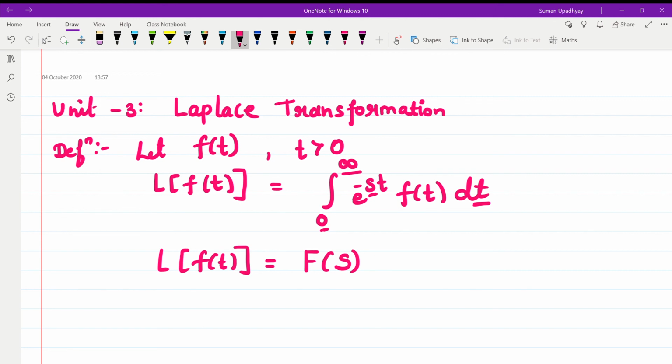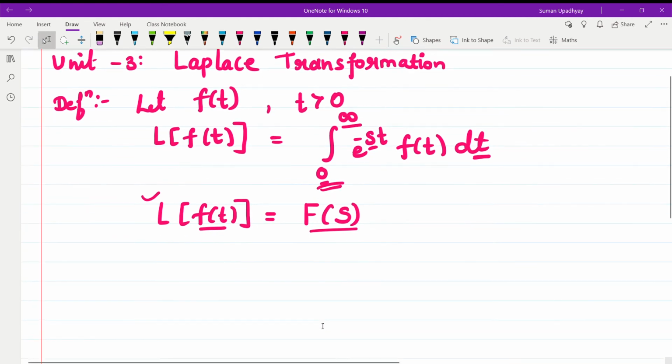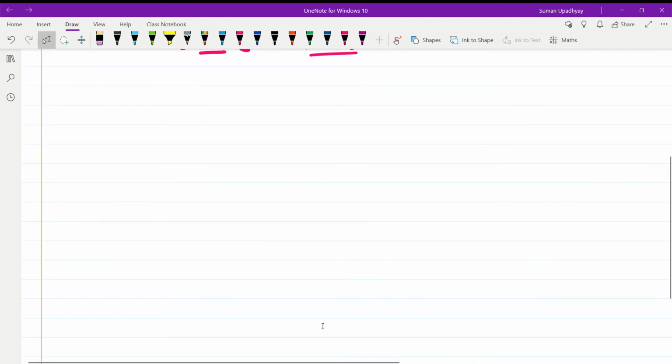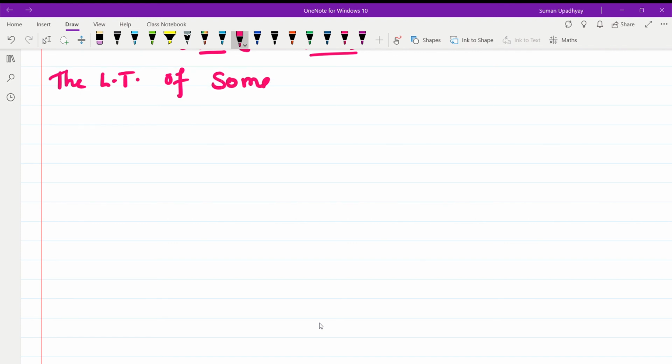And the transformation of f of t to F of s is given by Laplace, and the formula for calculating Laplace of f of t is this. Now, we are going to see the Laplace transformation of some standard functions.